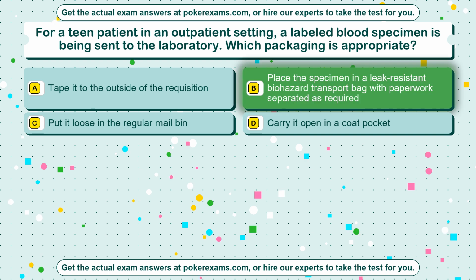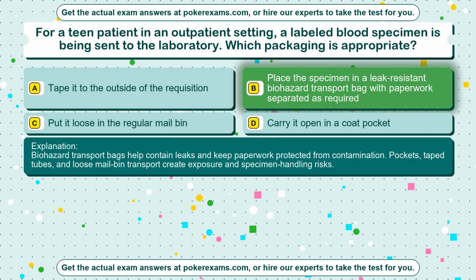The correct answer is option B. Place the specimen in a leak-resistant biohazard transport bag with paperwork separated as required. Biohazard transport bags help contain leaks and keep paperwork protected from contamination. Pockets, taped tubes, and loose mail bin transport create exposure and specimen handling risks.